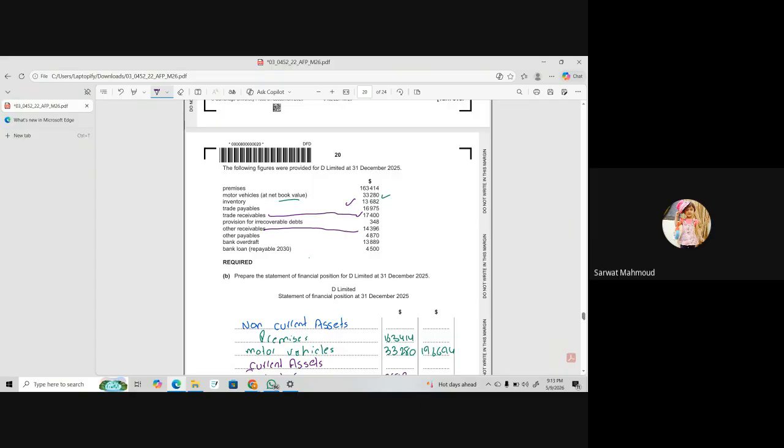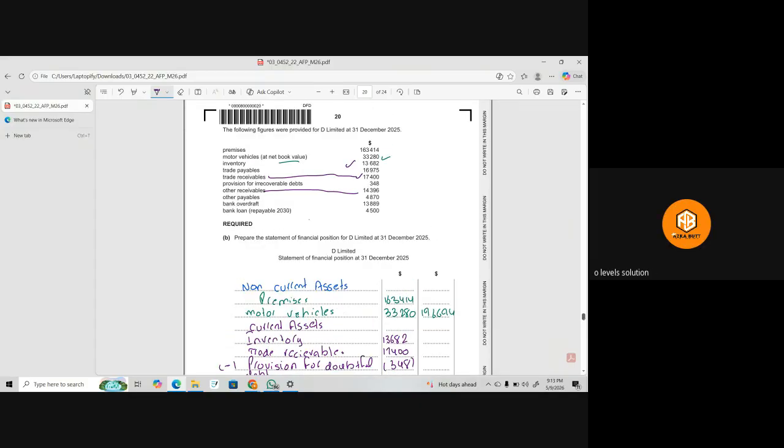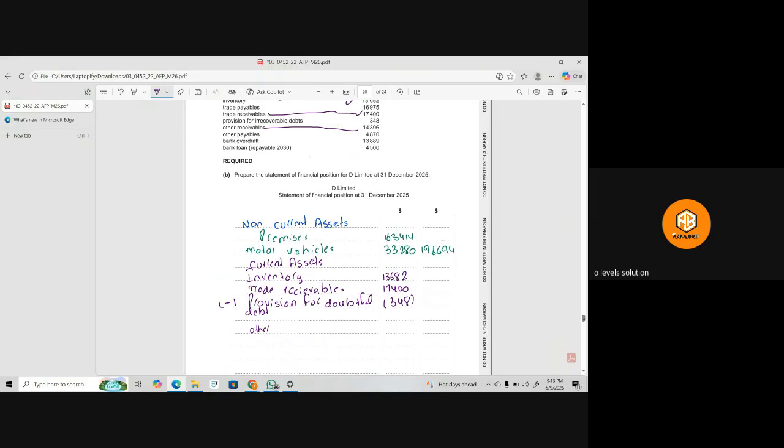Now we are preparing the statement of financial position, and I have done with the non-current assets. Now I'm writing the current assets. So inventory, trade receivables minus provision for doubtful debt, that is 348 in this case. And then these other receivables, we know this is also part of the current assets. So this is what we are going to write here. Other receivables.